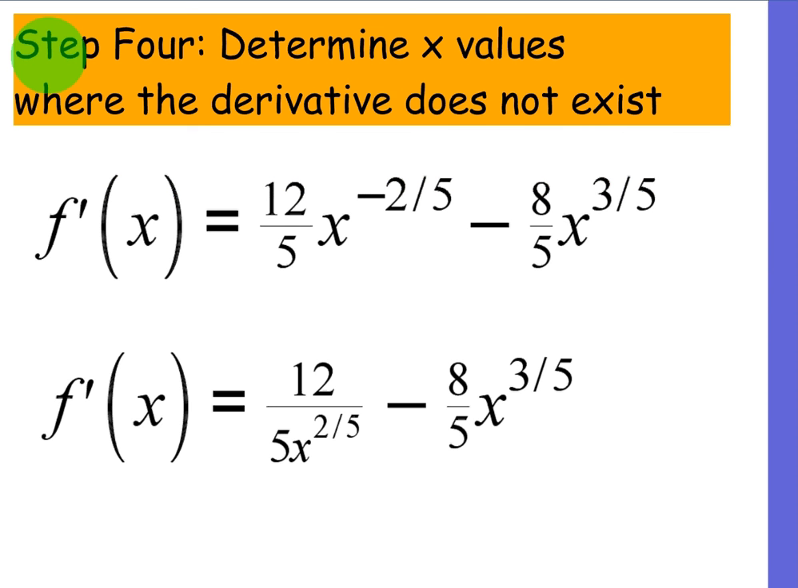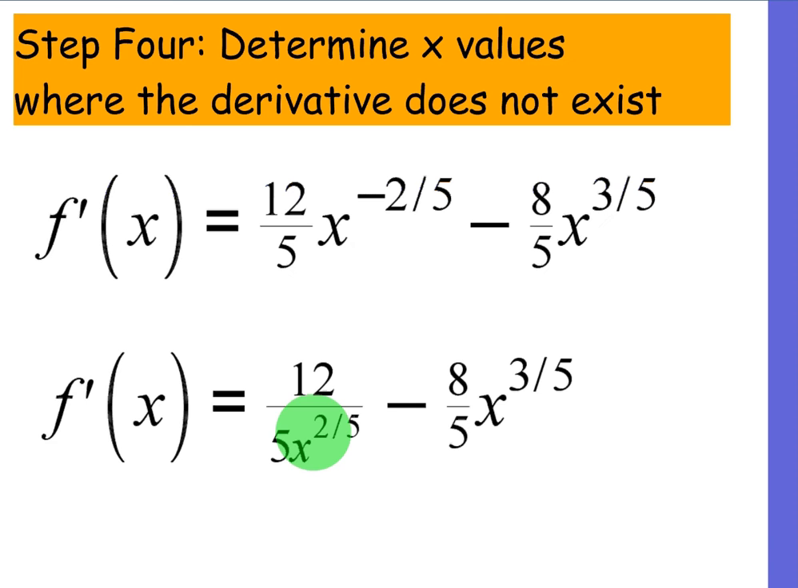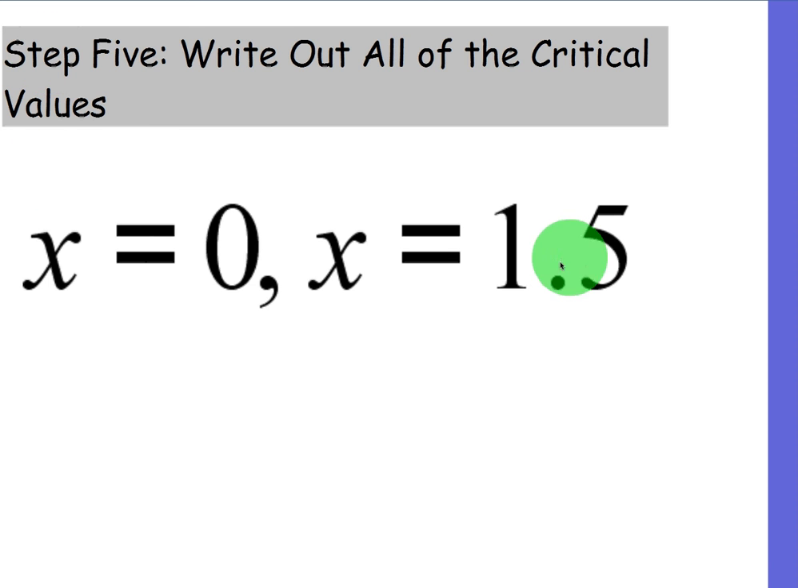But remember, critical values exist where the derivative doesn't exist, and we want to hone in on this term because it has a negative exponent. So when I put it on the bottom and make it positive, we can see that when x equals 0, the derivative will not exist. And that's true for any term that's x to the whatever, and it's on the bottom. And it's just a single term, it'll always be 0, because when we plug 0 back in, you get 0 in the bottom of a fraction, and you cannot have that, it will not exist. So x equals 0 is also a critical value. So here's our two critical values, x equals 0, x equals 1.5. Remember, for step 5, we want to write out all the critical values.